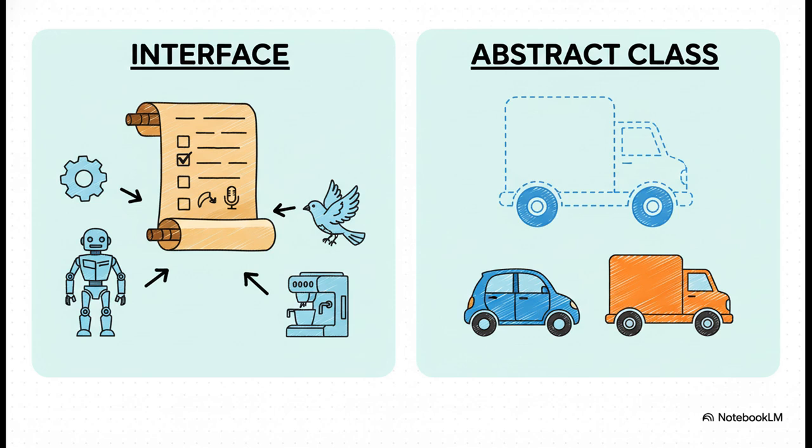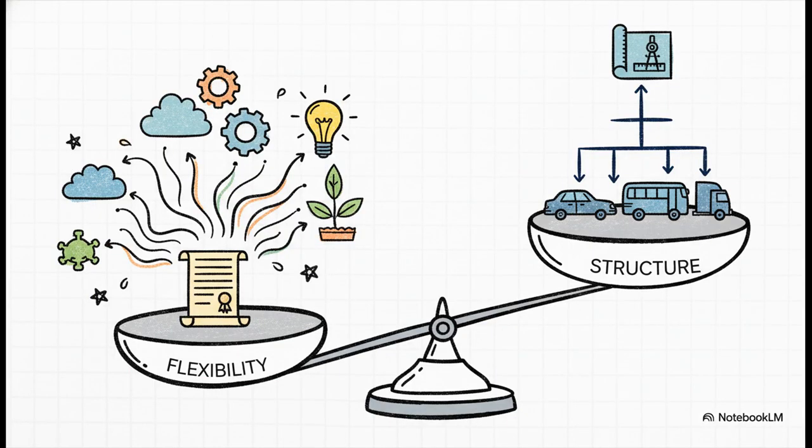On the other hand, an abstract class is more like a partial blueprint. It can give you some of the basic wiring already done, some shared code, but then it leaves other specific parts for you to finish yourself. So really, it all boils down to this trade-off.